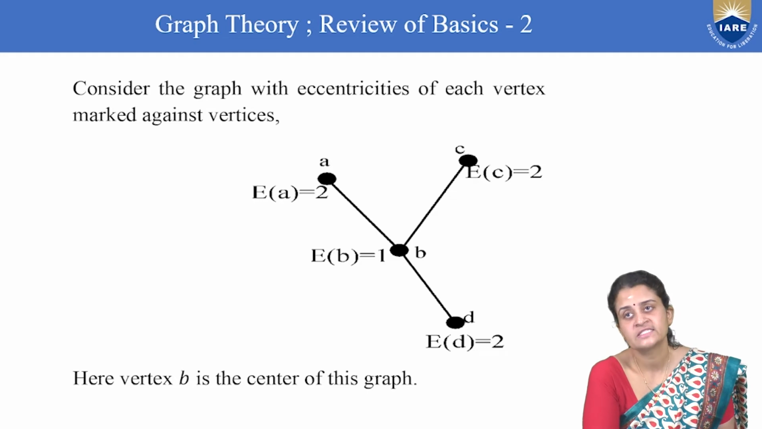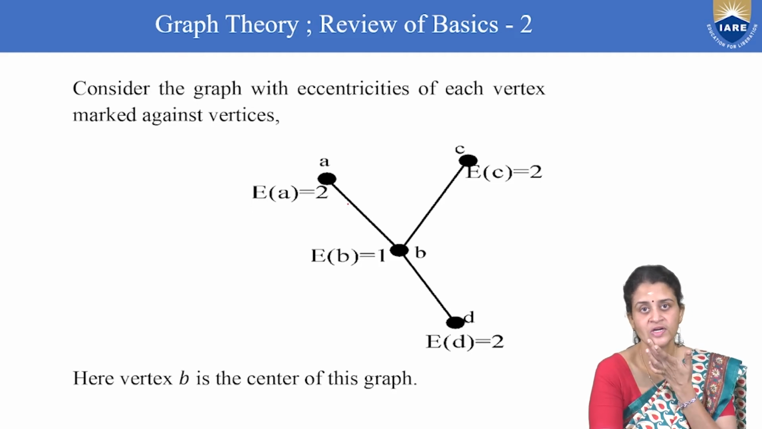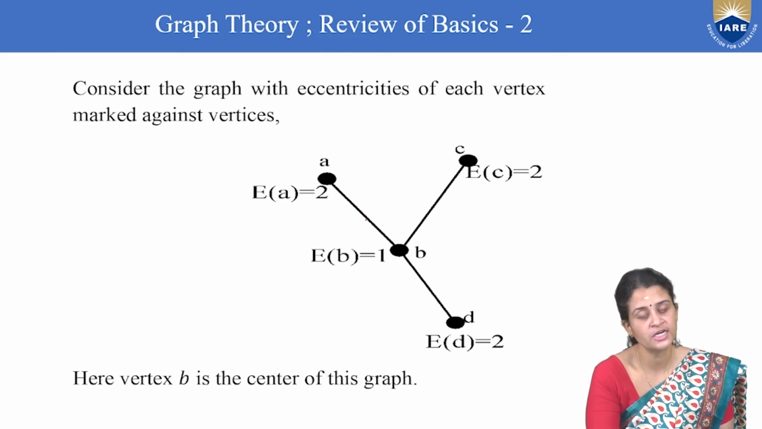Consider the graph with the eccentricities of each vertex marked against the corresponding vertices. What is the eccentricity of A? We can find that A is at a distance of 2 from B, and what about A and C? Its distance is 2. And A and D is also 2. So the eccentricity of A, the maximum distance, is 2.